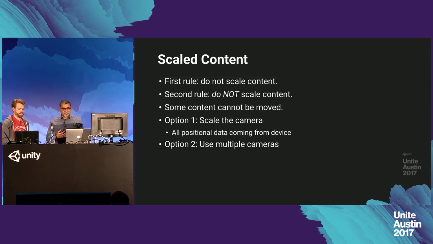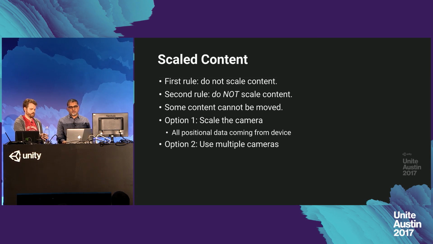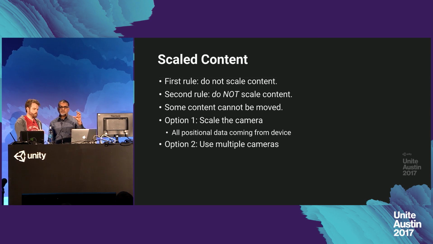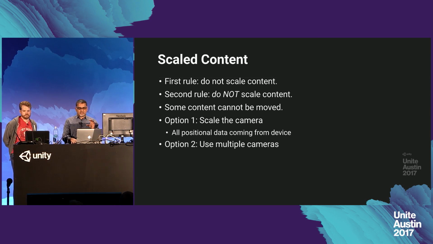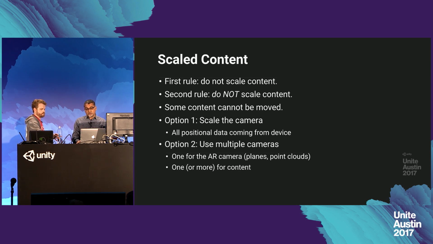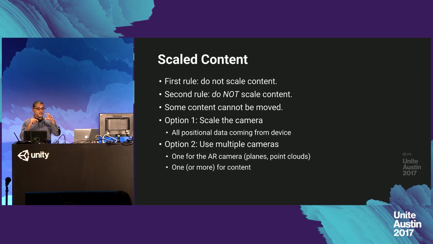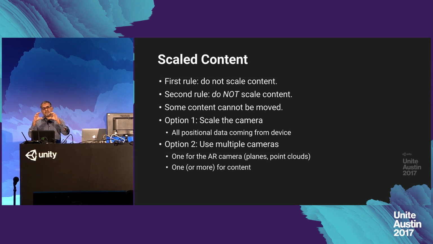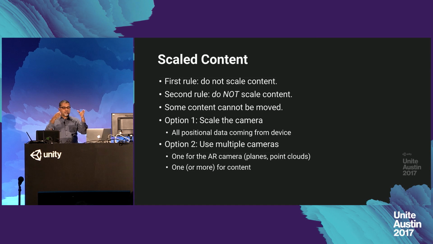Yeah, thank you. Option 2 is using multiple cameras. It's similar to option 1 in a way, but essentially we take the AR device camera and don't translate or rotate it at all. We just keep it as is, so that all the information, like the point clouds and the planes, all remain in the space of the AR device. Now, we create another camera for the content. We create a parent transform on that scaled content camera, and we offset and rotate it based on where you want the scaled content to appear and how much you want it to be scaled.